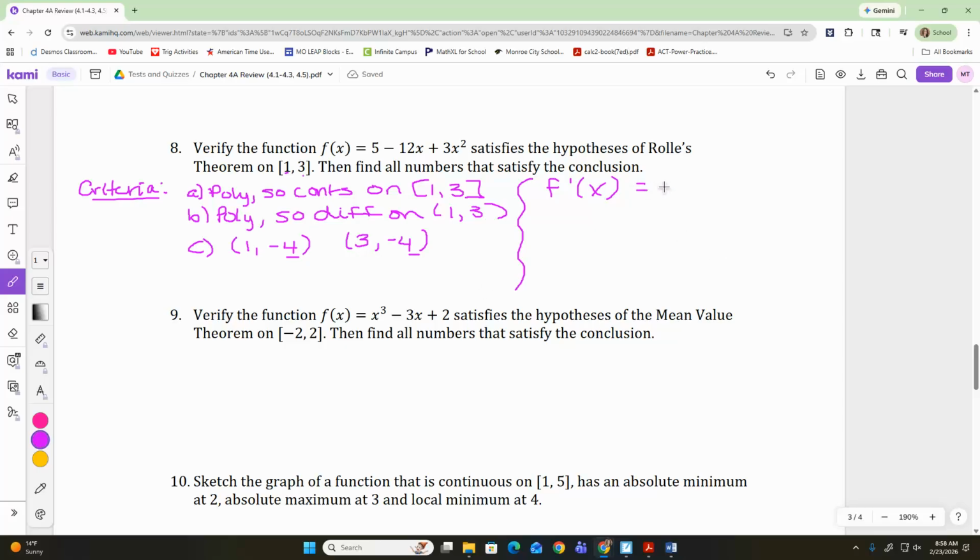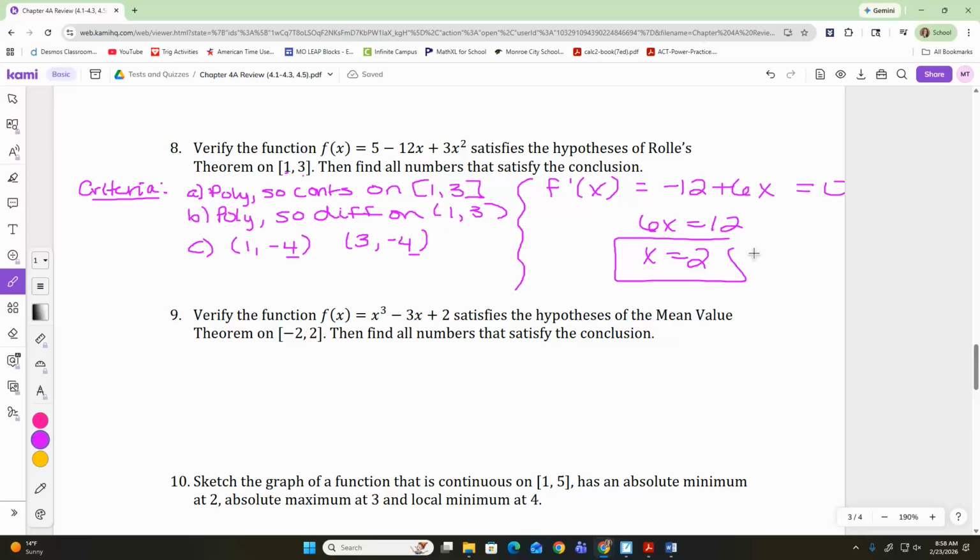So we do our derivative. And then because Rolle's theorem says somewhere it's going to equal 0, we get 2. You might get multiple values. Your answer is only the one that's in the interval between 1 and 3.